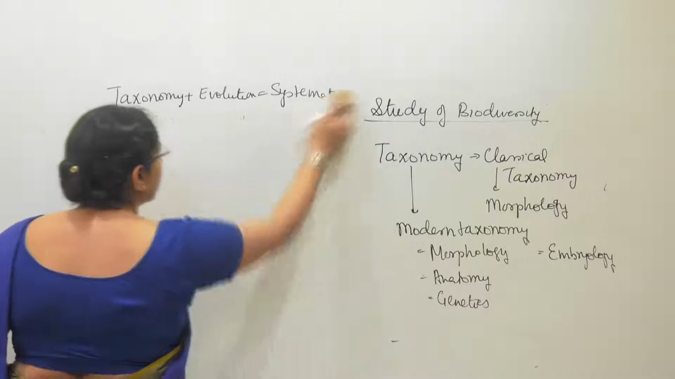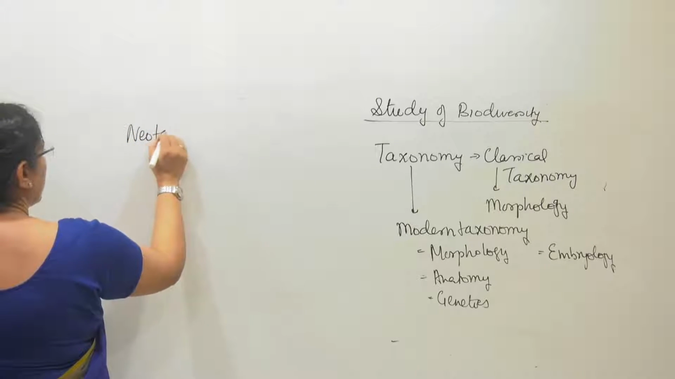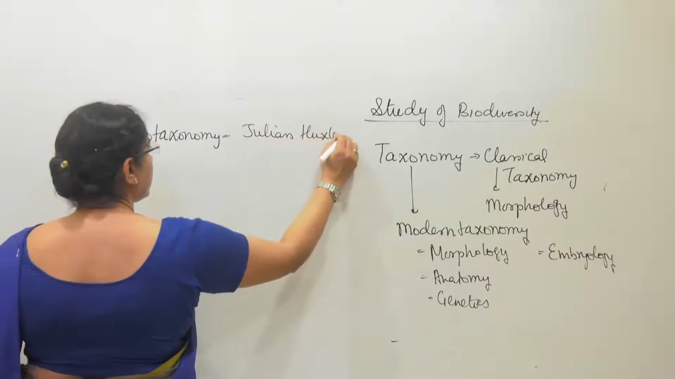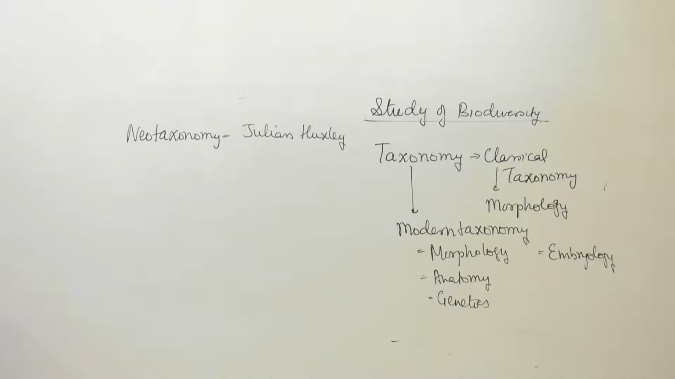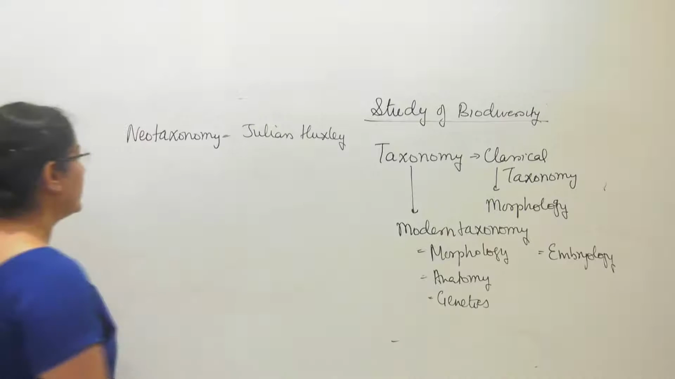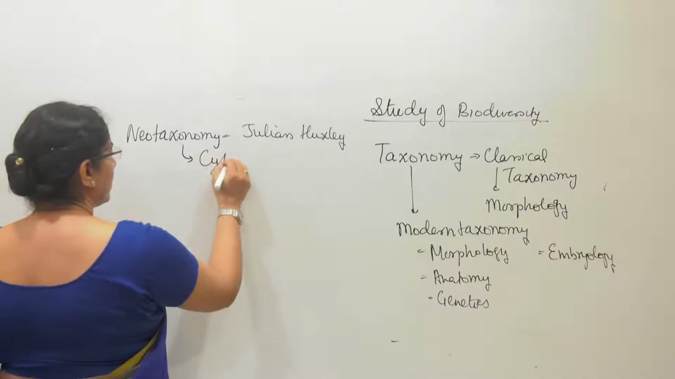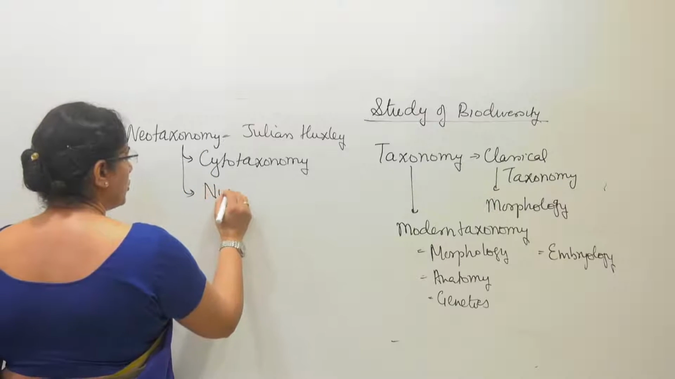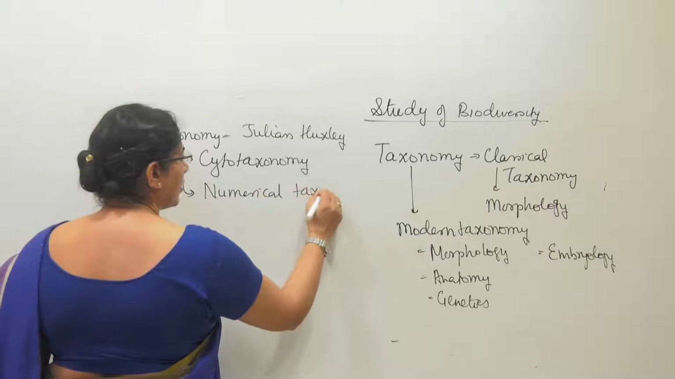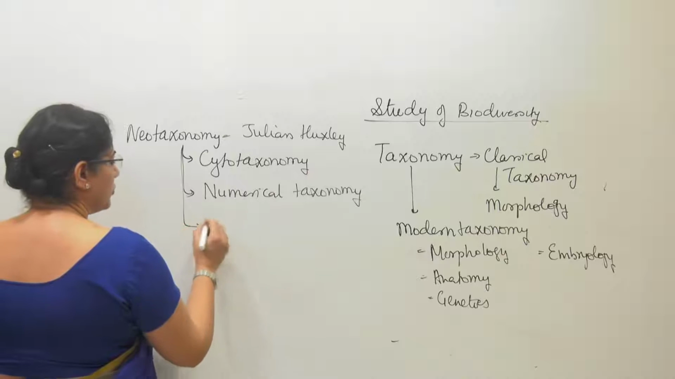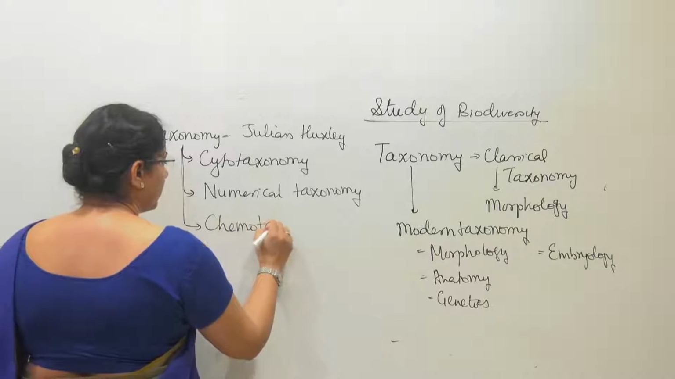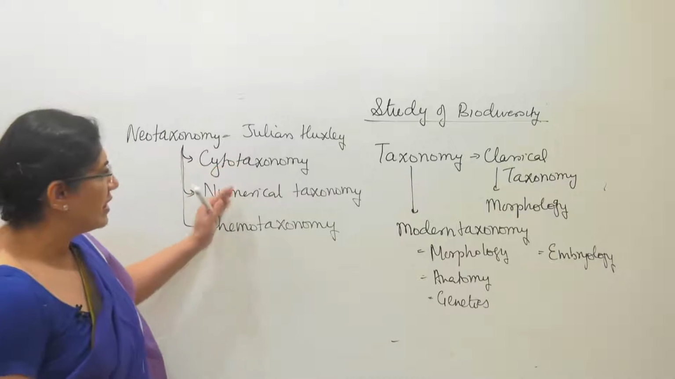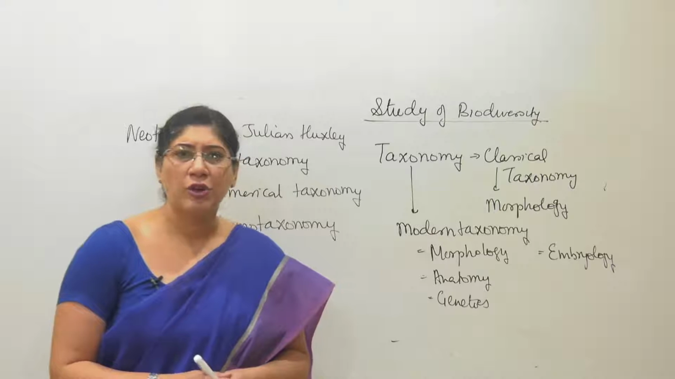And more recently, Julian Huxley has introduced neo-systematics or neo-taxonomy, where we use specific criteria to check classification. For example, we will do this in plant kingdom otherwise. Cytotaxonomy, where cell structure is used, or you may use numerical taxonomy, where comparison of many characters is used. Then we may have chemotaxonomy, when the biomolecules of organism are used for comparison. So we'll come to this later. Presently we are just looking at what is generally taxonomy and systematics.